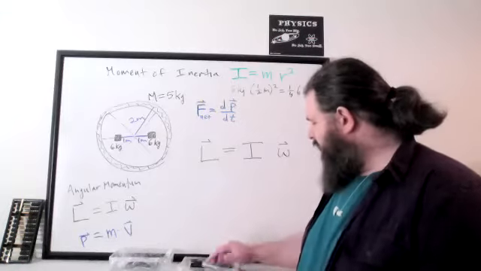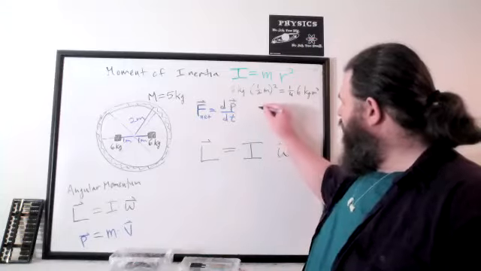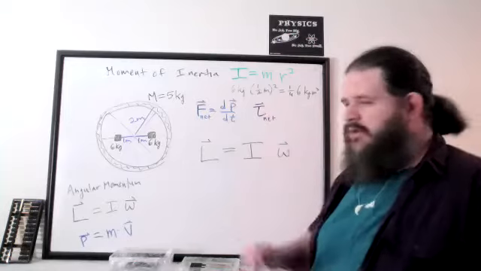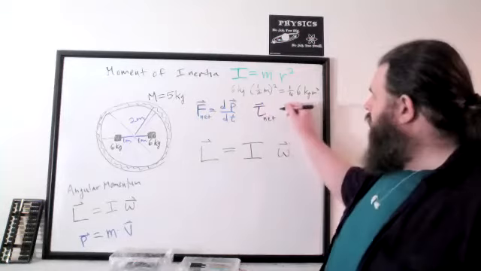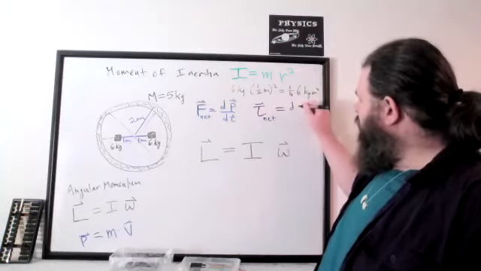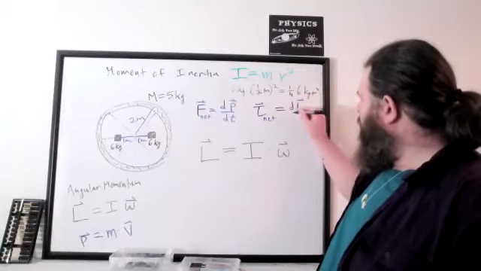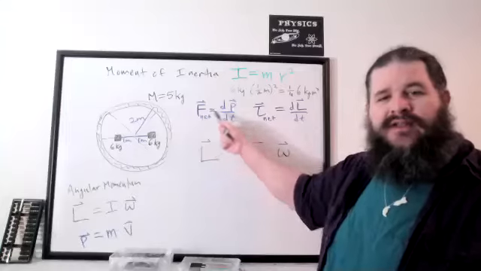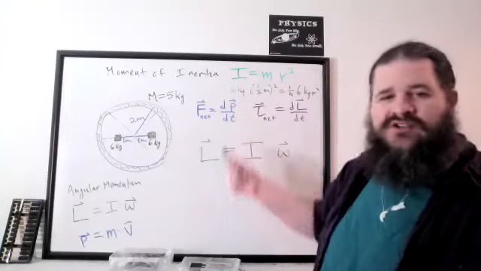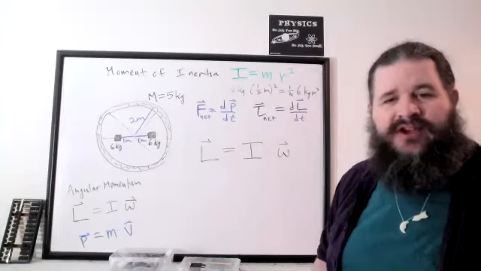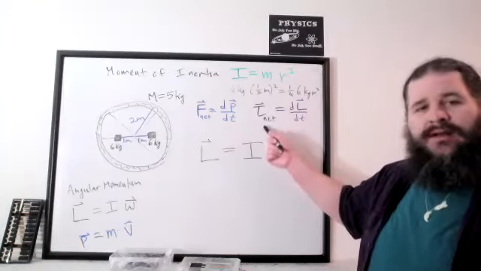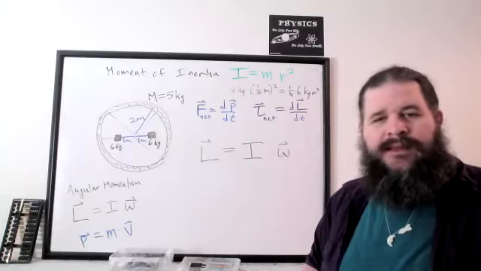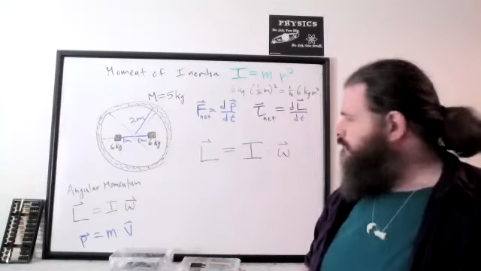Similarly, we can say that the net torque acting on an object, the total of all the torques, or just the torque if there's only one torque, is the rate of change in angular momentum, dL over dt. So the total force acting on an object tells you how fast the translational momentum is changing. The total torque on an object tells you how fast the angular momentum is changing, the rotational momentum. Yeah, change in L over change in time.